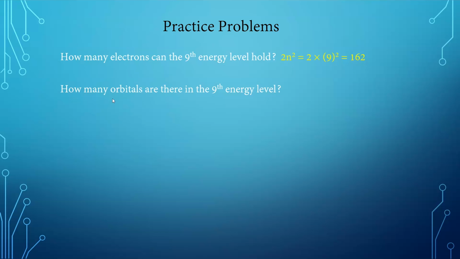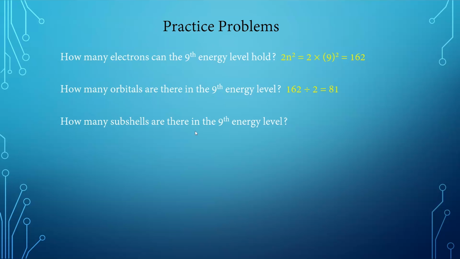Now, how many orbitals are there in the 9th energy level? Well, that's relatively easy. The best way to calculate the number of orbitals is to first figure out the number of electrons, and then remember that each orbital can hold 2 electrons, so the number of orbitals is simply the number of electrons divided by 2. So there are 81 orbitals in the 9th energy level. Each one can hold 2 electrons, thus 162 electrons.